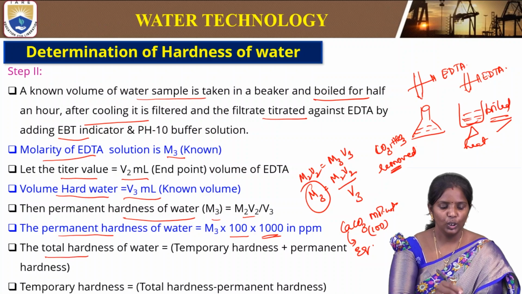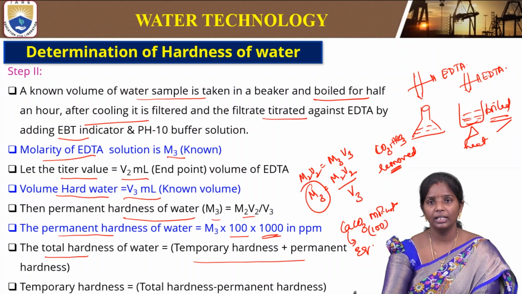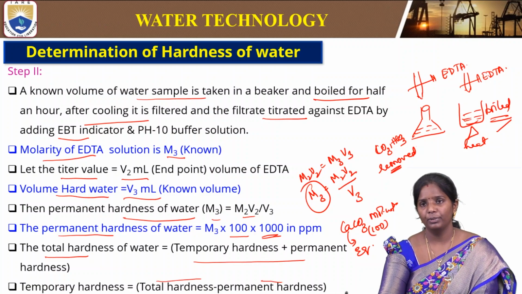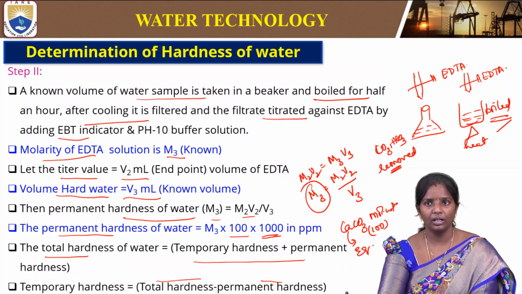Total hardness is equal to temporary plus permanent hardness. So temporary hardness is equal to total minus permanent. This is how we determine the total hardness, temporary hardness and permanent hardness from a simple titration method.